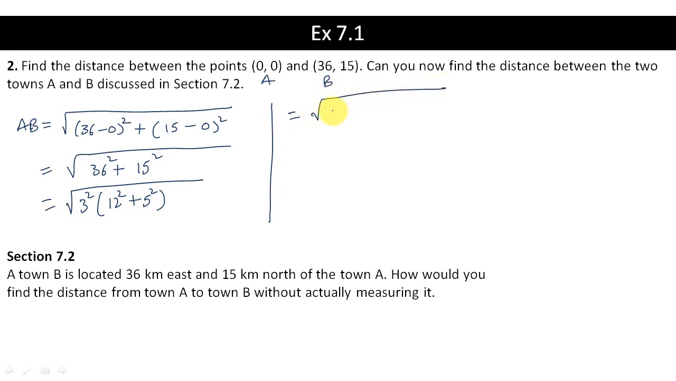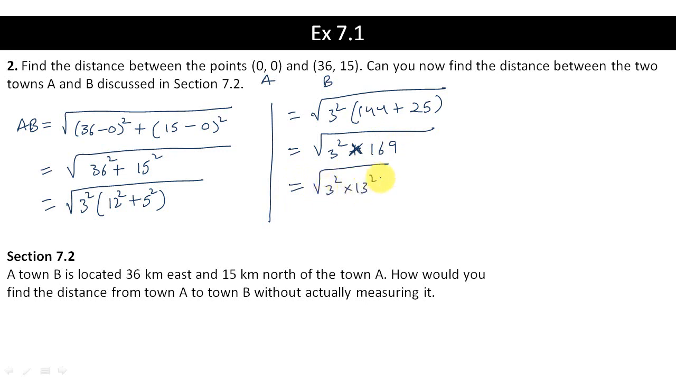So 3 square, square of 12, which is 144, plus 5 square, which is 25. So this will be under root of 3 square multiplied by (144 plus 25), which is 169. So this will be 3 square multiplied by 13 square. So I can take 3 and 13 out of the root. So it will be 3 multiplied by 13, which is 39 units. So the distance between points A and B will be 39 units.